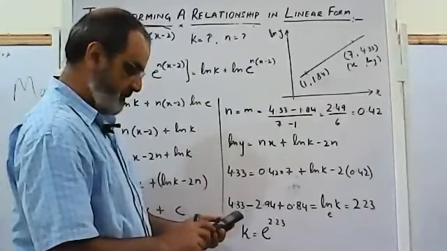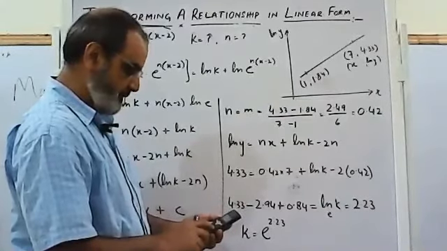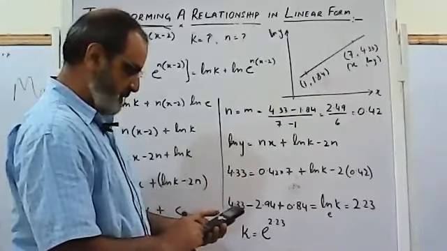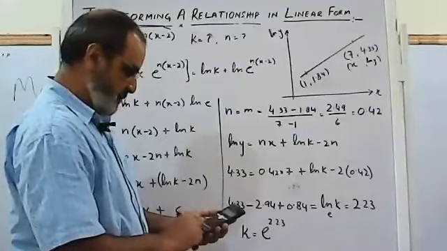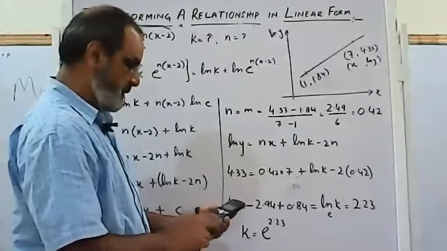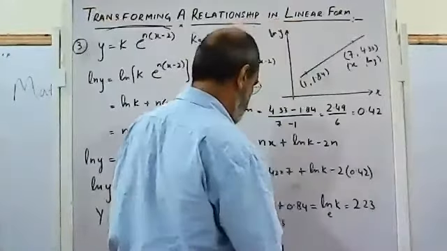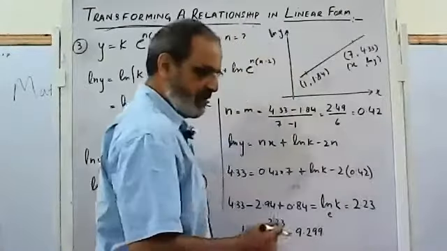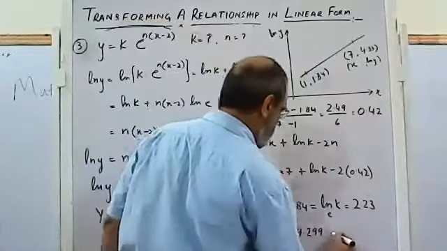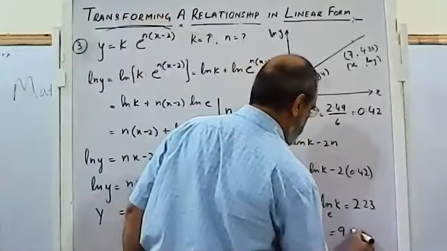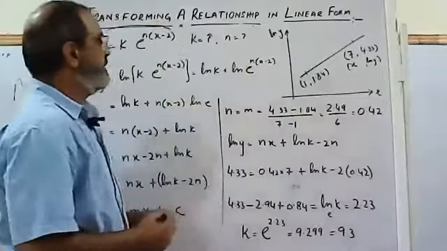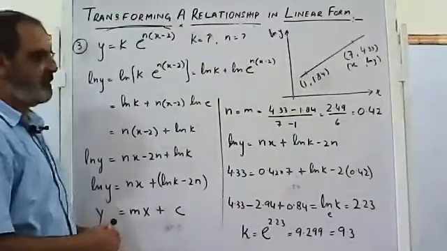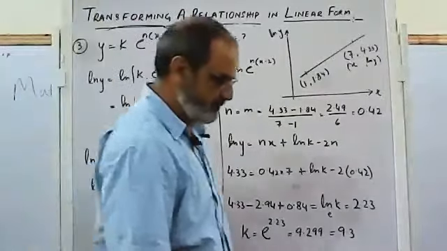e to the power 2.23 is 9.299. We have to give the answer to two significant figures, so k is equal to 9.3. So this is how we find the unknown values and change the exponential equation into a linear equation.